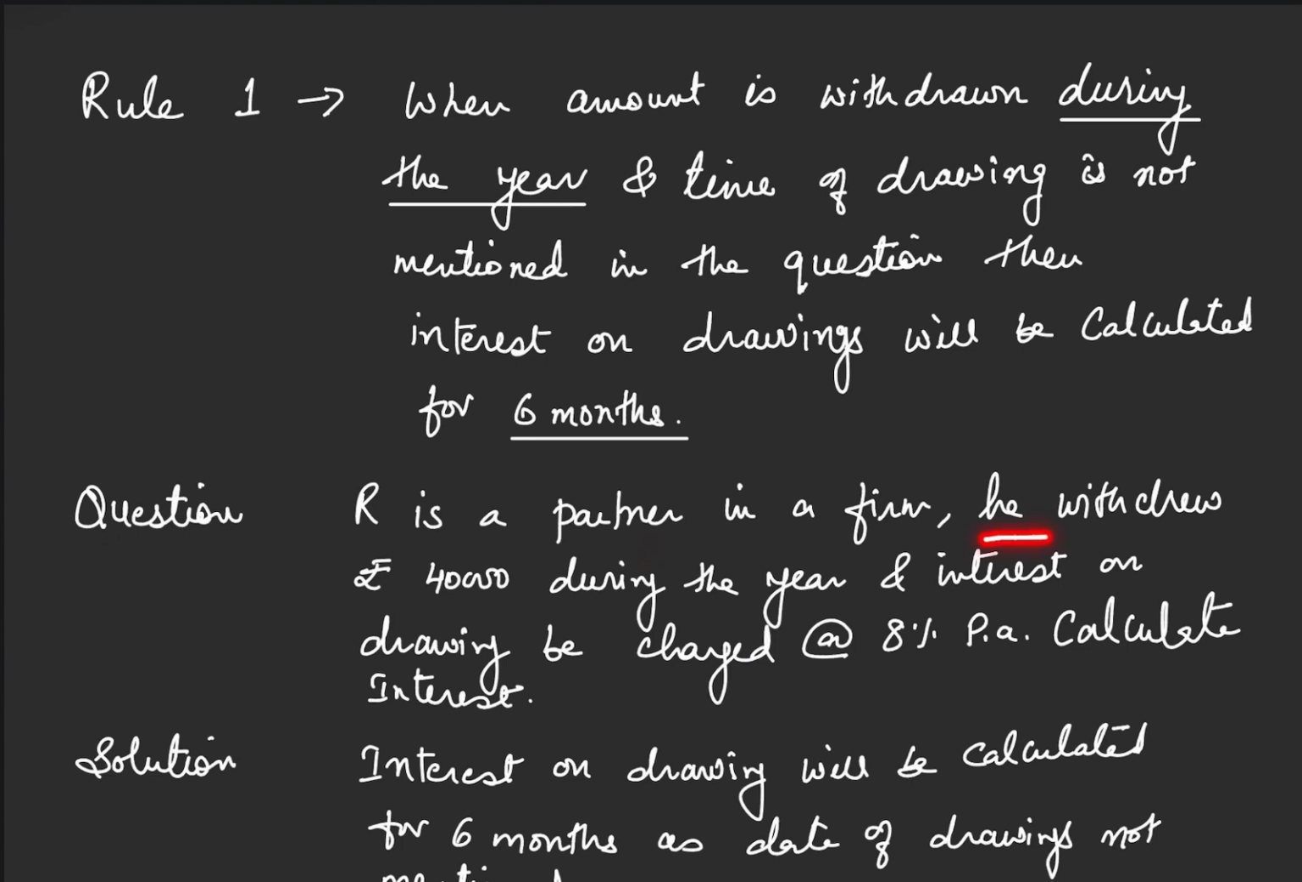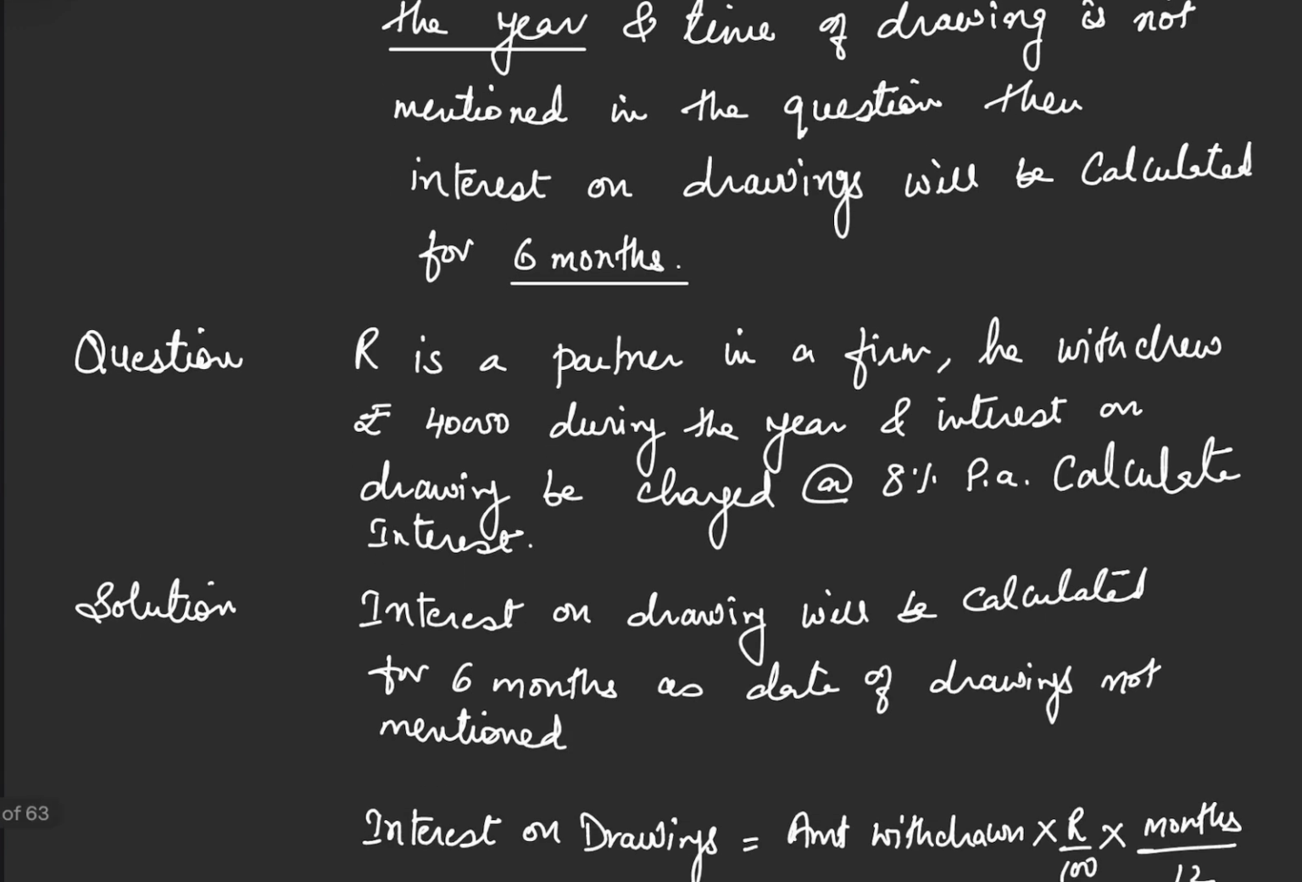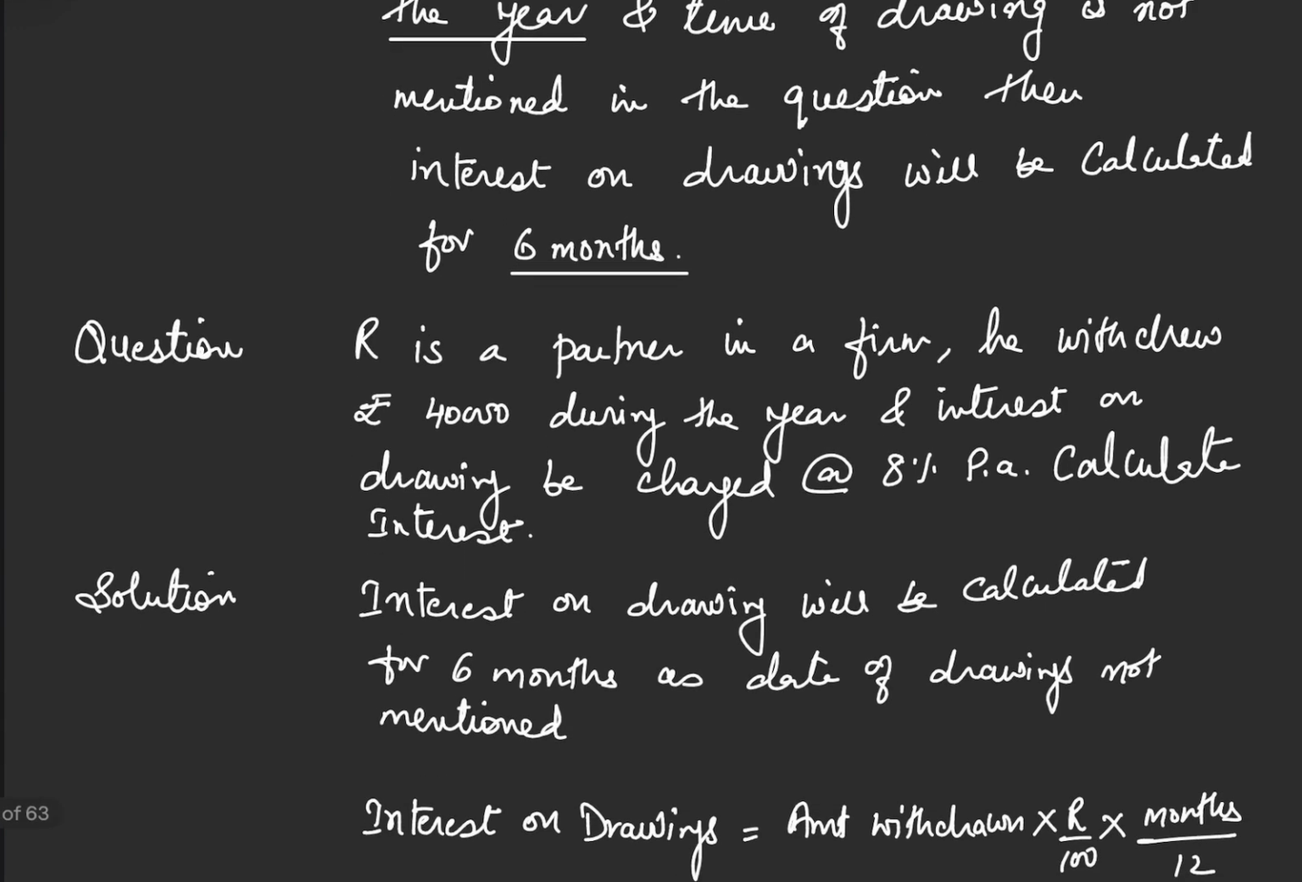R is a partner in a firm. He withdrew rupees 40,000 during the year and interest on drawings be charged at the rate 8% per annum. Calculate interest. So to find out, the date is not mentioned here and the words during the year are given. It means we have to apply rule number 1 to calculate the interest on drawings. Means we have to calculate for 6 months as date of drawing is not mentioned in this question.